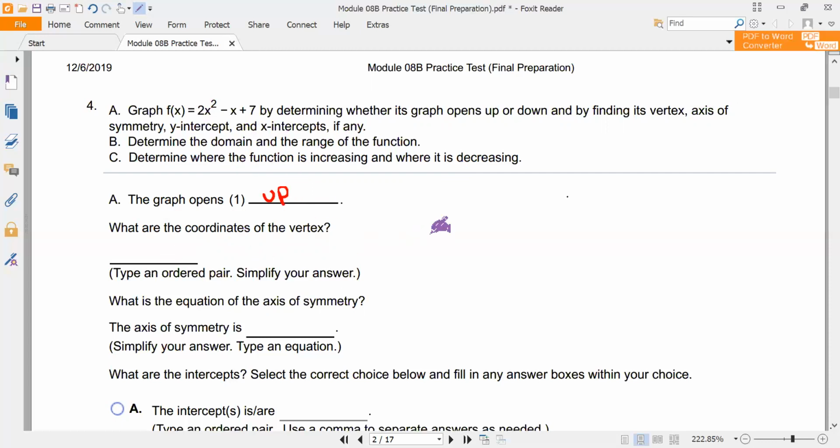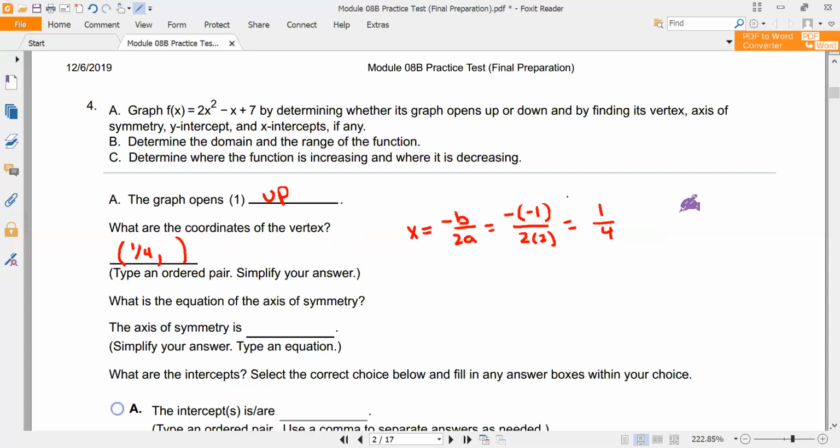The coordinates of the vertex are found by doing, if you're in standard form, which is what this is, ax squared plus bx plus c, you find the x coordinate of your vertex by first doing the first part of the quadratic formula. So x equals negative b over 2a. So that's going to be negative 1, because that's the b coefficient, divided by 2 times a, which is 2. So this is positive 1/4. So we would go ahead and write that as the first part of our ordered pair.